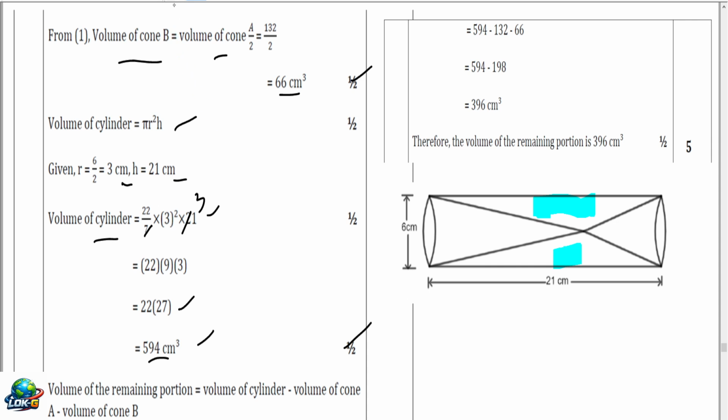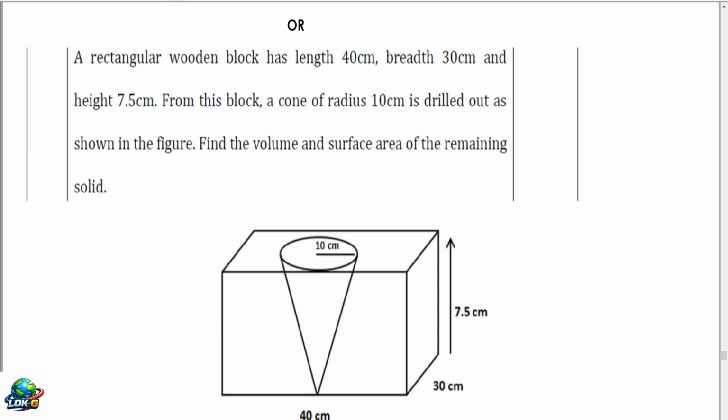Therefore, you have to take the total volume of the cylinder and subtract the volume of the cone and the volume of this other cone. 594 minus 132 minus 66, you will get 396 centimeter cube. For this you will get full 5 marks, my dear students.